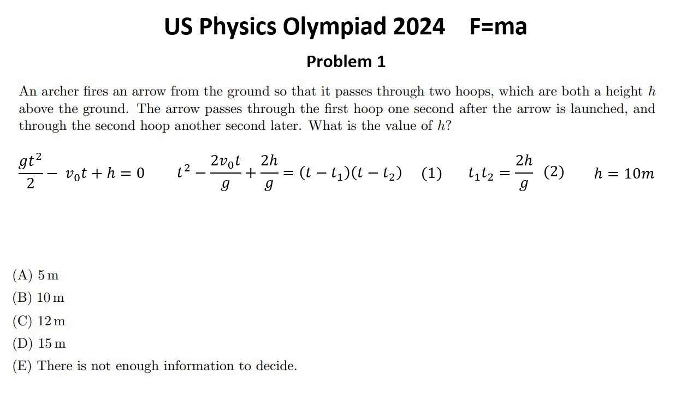Alternatively, notice that if the arrow is at the same height at time t1 equal 1 second and t2 equal 2 seconds, then it must have reached the top of its trajectory at time t equal 1.5 seconds. So it was launched with vertical velocity 15 meters per second. In the first second, the average vertical velocity is therefore (15 plus 5) over 2, which is equal to 10 meters per second, giving h equal 10 meters. That was answer B, which is the solution for the problem number 1.